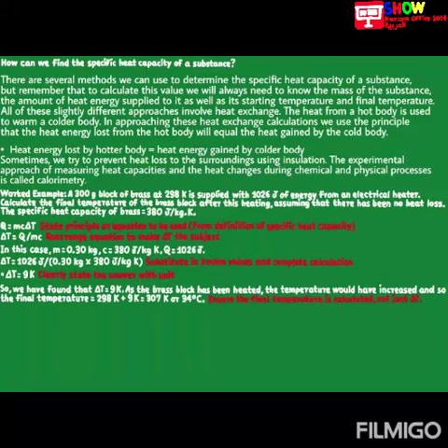How can we find the specific heat capacity of a substance? There are several methods we can use to determine the specific heat capacity of a substance. But remember that to calculate this value, we will always need to know the mass of the substance, the amount of heat energy supplied to it, as well as its starting temperature and final temperature.